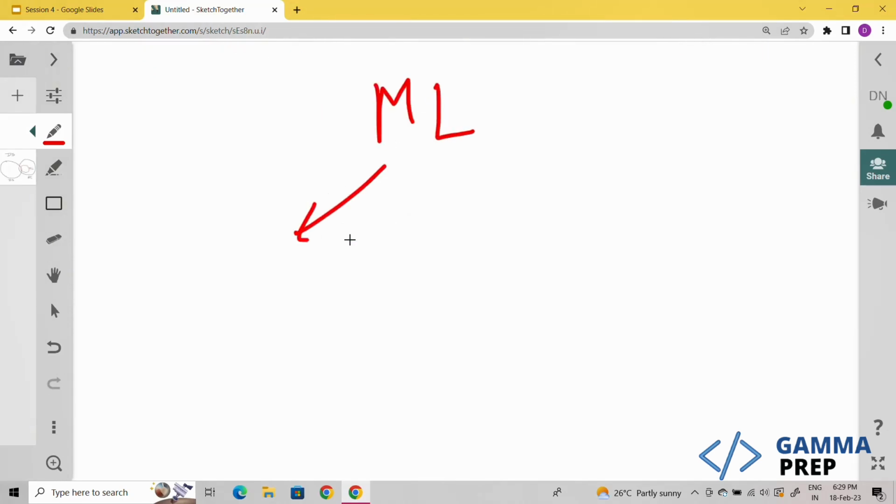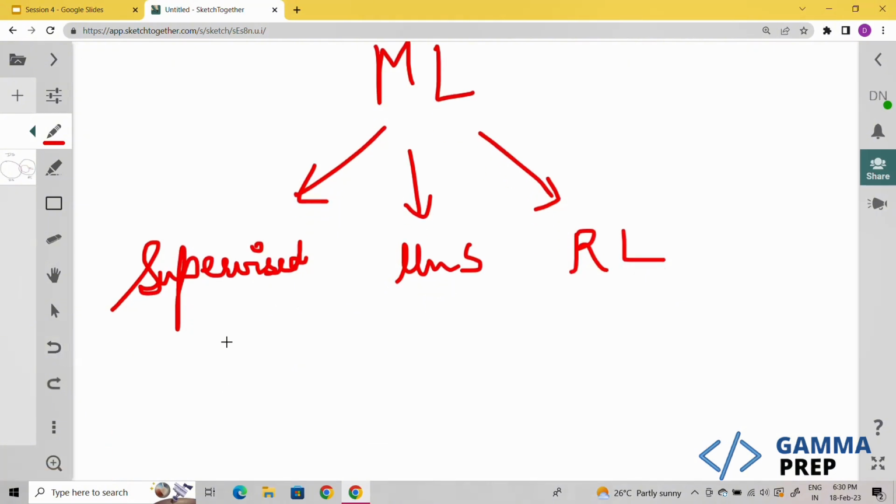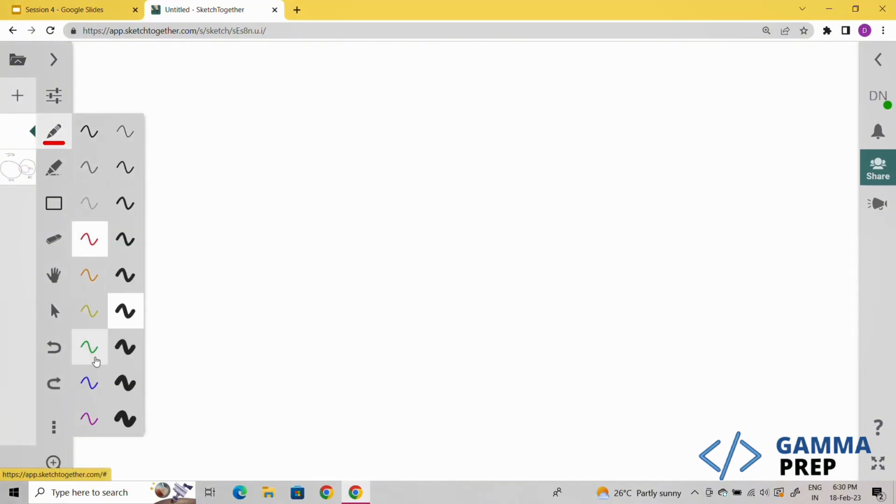Machine learning has three categories. First is supervised learning, then we have unsupervised learning, and the last one is reinforcement learning. We are going to deal with all of them, and in this course we are going to focus mostly on supervised and unsupervised learning. So first of all, let's discuss what supervised learning is. Let's try to understand this with the help of a data set. Let's create a small data set.